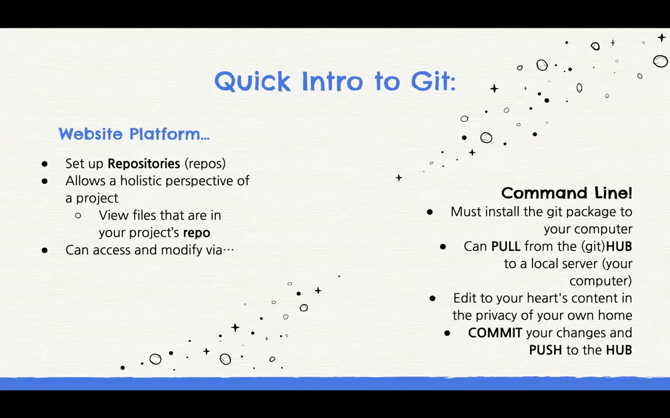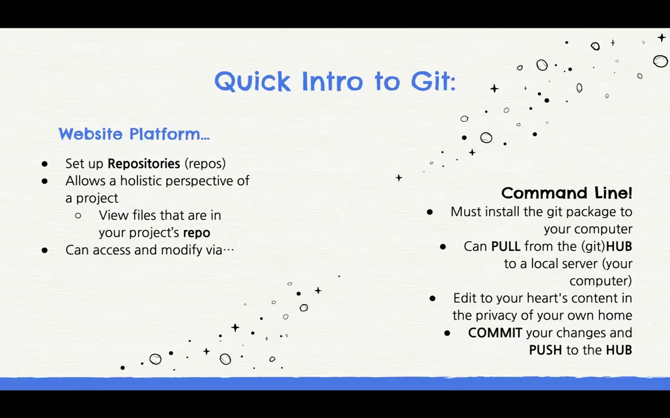So you must install the Git package to your computer. We're going to talk about that in a second. This Git package is a tool to pull from GitHub to a local server. And by local server, I just mean your computer software, basically your hard drive or your disk drive. You can edit to your heart's content in pajamas in your own home, and then you can commit your changes and push to the hub. Commit and push are highlighted here just because those are commands that you'll find super helpful a little later on, and hub to remind you that we are pushing to GitHub.